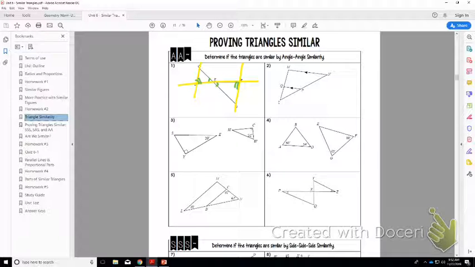Do we have another set of alternate interiors you could have used? Yeah, you could have. Or you could have used both the alternate interiors and not the vertical, but all 3 ways would be correct. So this is a yes, so let's do our similarity. So let's do triangle DCE similar to triangle FGE.